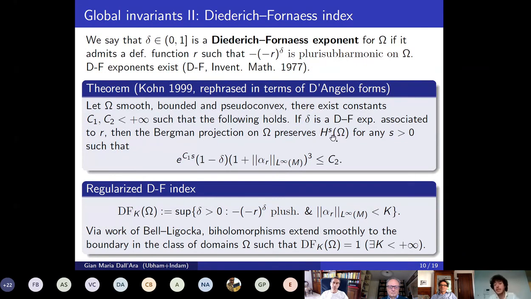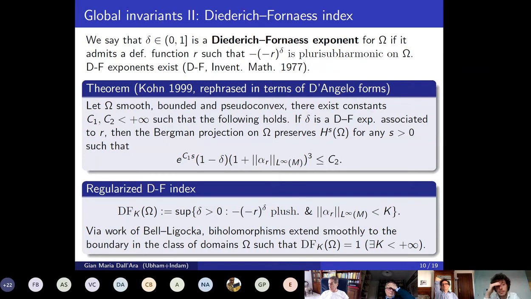Why is this so interesting? Because when the Bergman projection preserves every Sobolev class, then automatically it preserves the space of smooth functions up to the closure. And this condition is well known, via important work from the 80s of Bell and Ligocka, to imply smooth extensions of biholomorphisms between domains in this class. So this is really an important consequence that would be derived from the information that the regularized Diederich-Fornaess index is equal to 1.